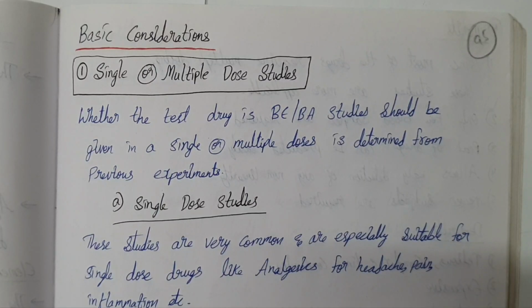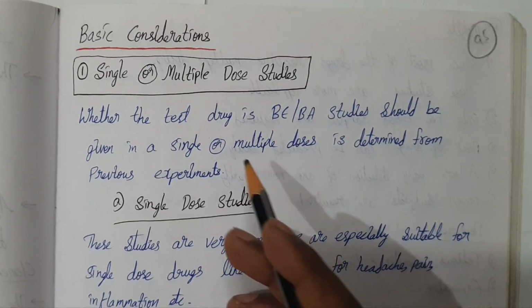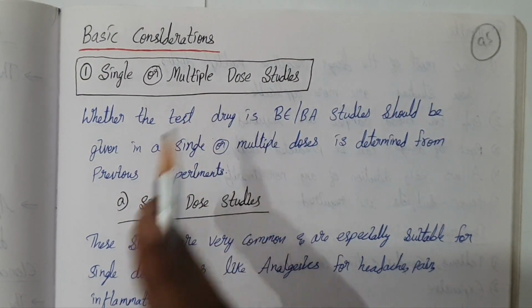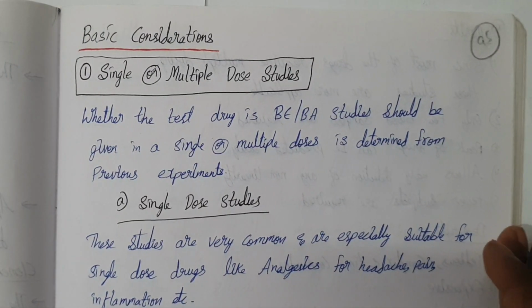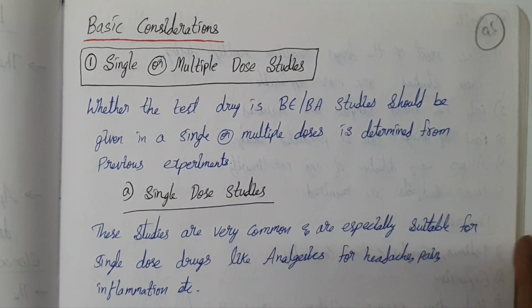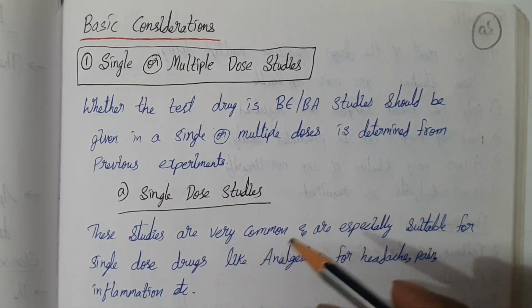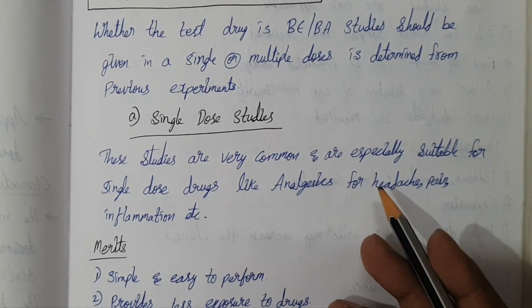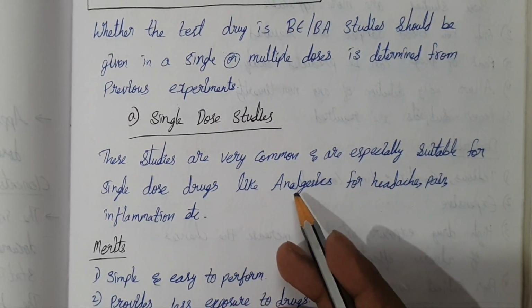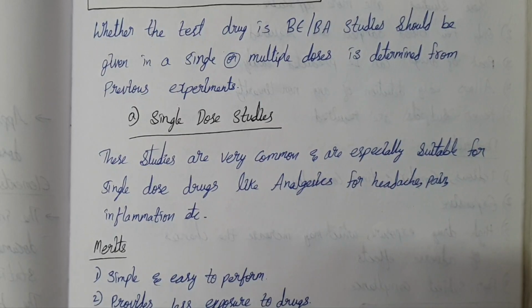So there are some basic considerations when doing these bioavailability studies. These are divided into two: single dose studies or multiple dose studies. So how do we decide whether to conduct a single or multiple dose study in bioavailability? The answer depends on previous experimental data and the nature of the drug. Single dose studies are the most commonly used method, especially in acute management, like painkillers or antipyretic drugs.